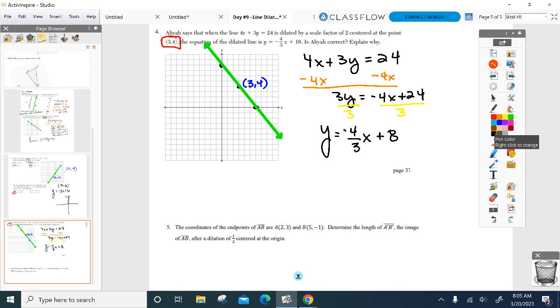What are you noticing? When you graph the original line, isn't (3,4) already on there? So is she correct by saying it's going to be plus 16? No, incorrect, because it should stay the same line, negative 4/3 x plus 8. So incorrect. The new line remains the same as the old line.